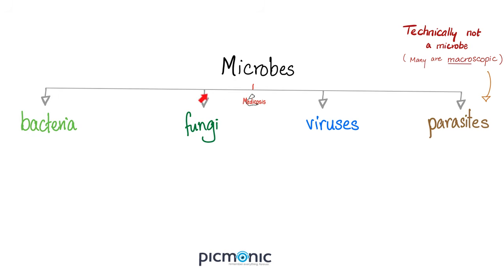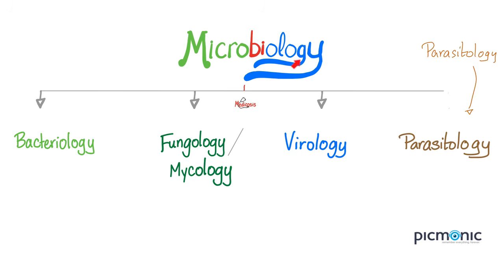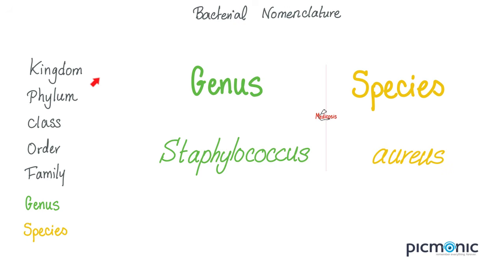As you know, microbes are either bacteria, fungi, viruses, or parasites. Microbiology is the science that studies bacteriology, fungology or mycology, virology, parasitology. How do we name them? Kingdom, phylum, class, order, family, genus, species. When I say Staph aureus, Staph is the genus, aureus is the species.